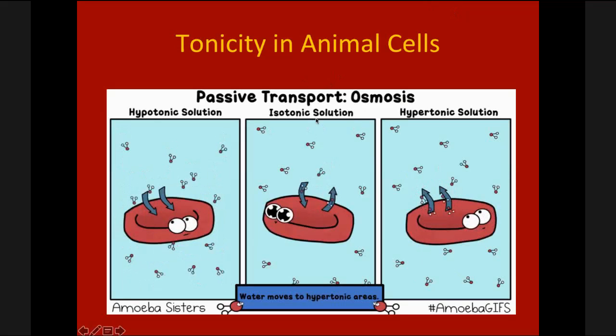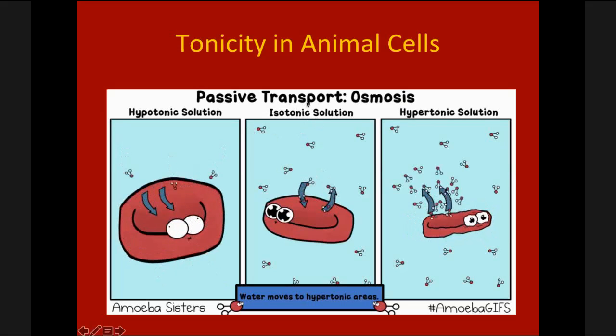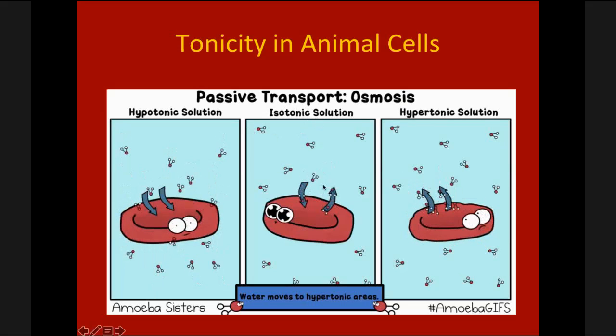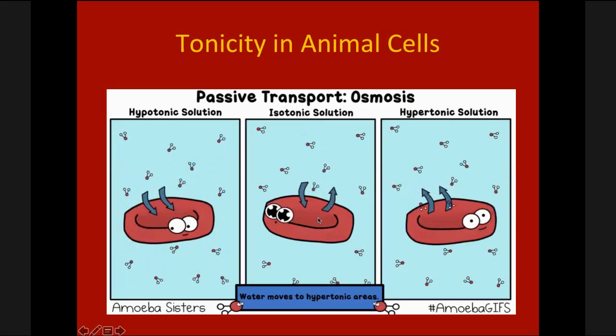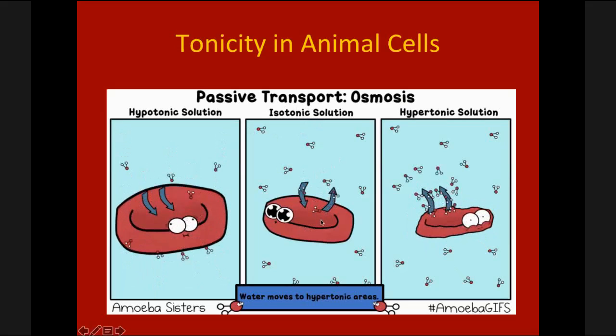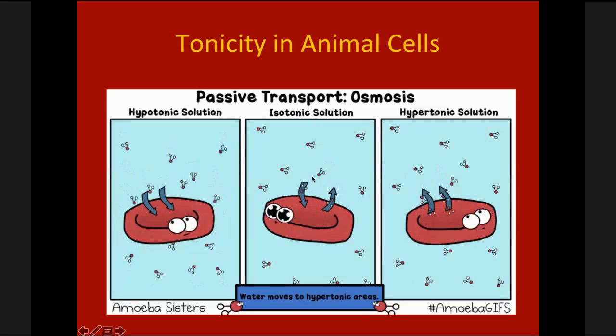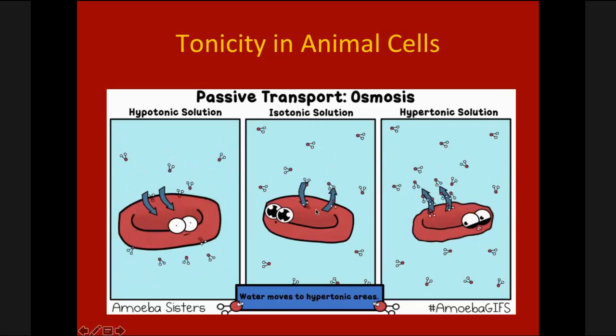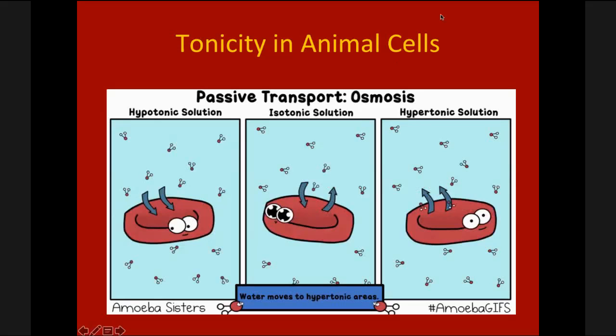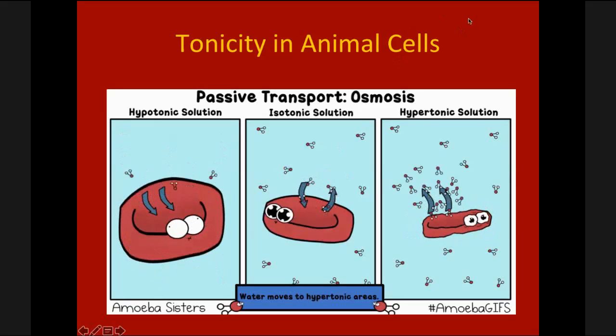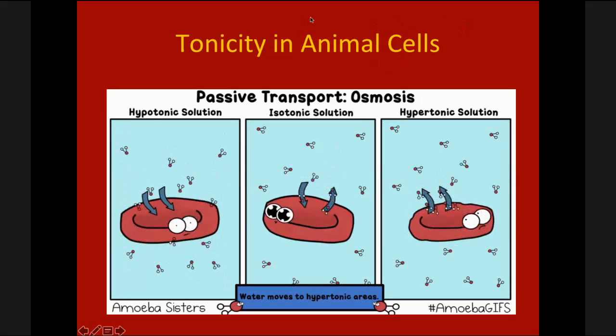Sorry, I don't know what's going on today. Isotonic solution makes sense. Concentrations are equal outside relative to inside. You're going to be in dynamic equilibrium. You're going to have a few water molecules moving out, but at the same rate that they're moving in. Animal cells are happy as can be here.